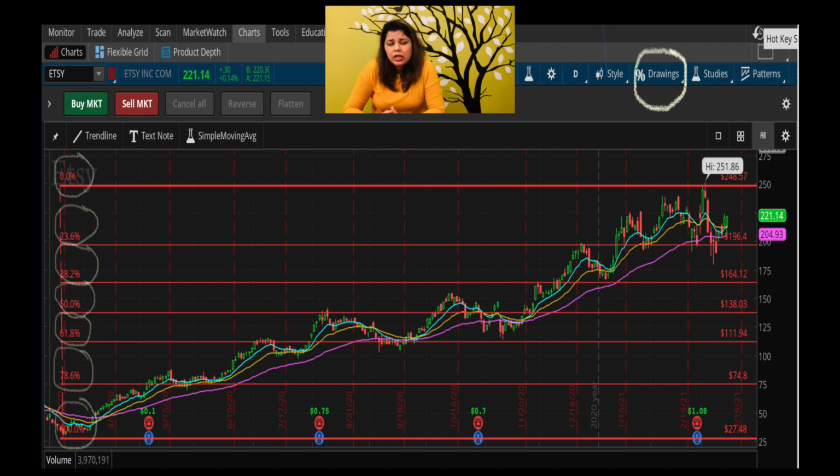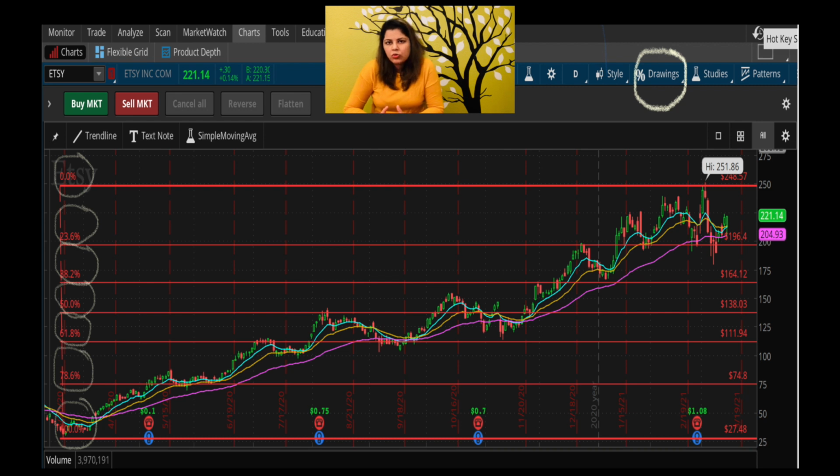If you notice, the price has been rising through March and April 2020, and at around May 2020, it has found resistance at 78.6%, which is $74.8. Again, the price rose till it found resistance at 61.8%, that is $111.94. Again, the same thing continues and the price touches 50% mark and drops back down.